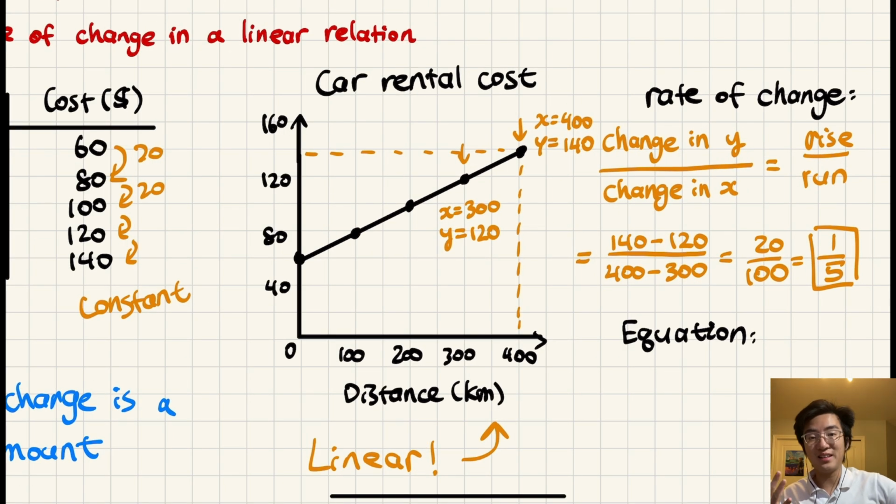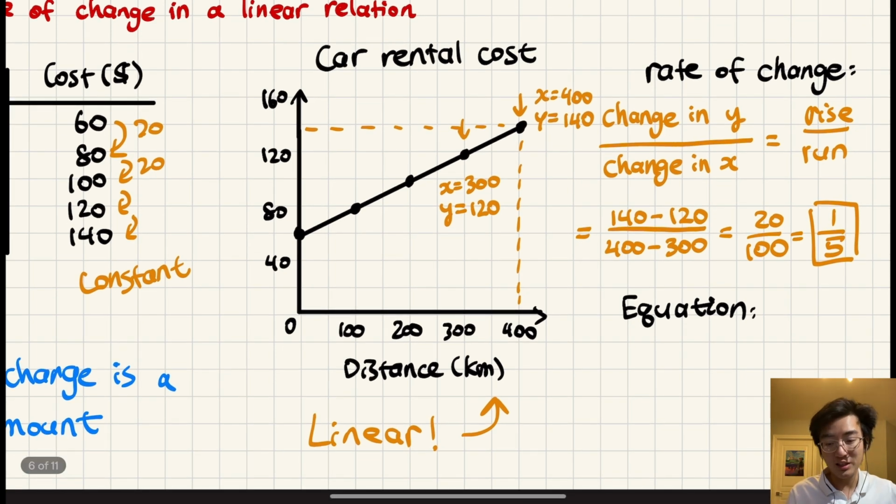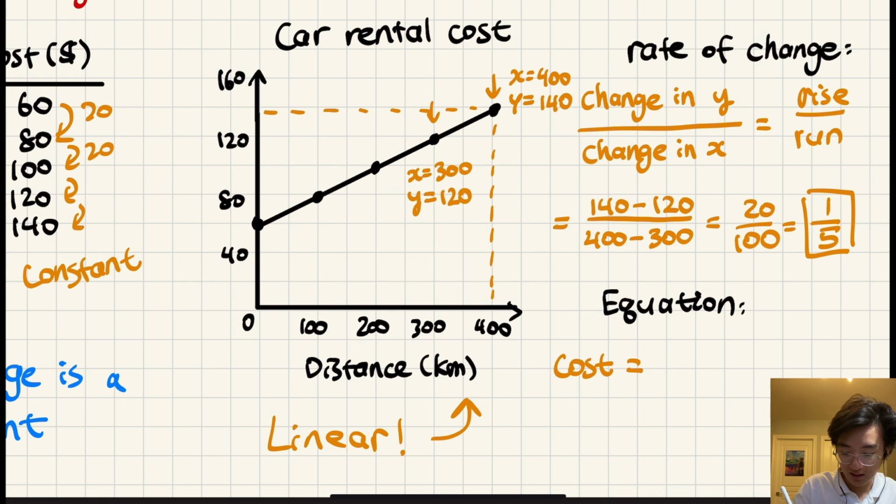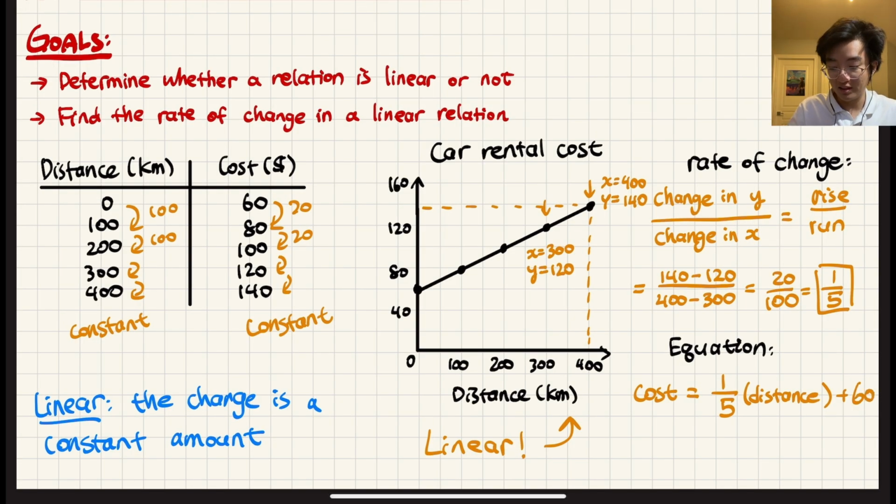So what this is telling us is that for every 1 kilometer we drive, it will cost us 1/5 of $1. To put that all into an equation, we can say the car rental cost equals 1/5, because that's the rate of change, 1/5 of the distance, plus the initial cost, so plus 60.